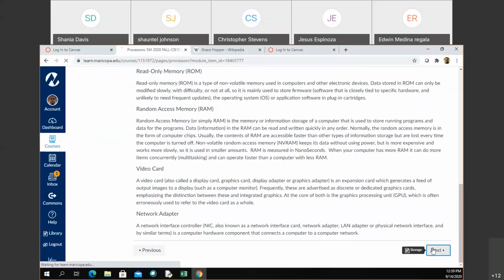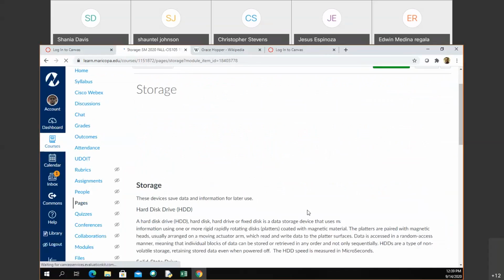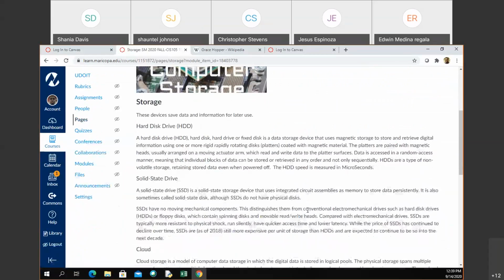So I'm going to go to the storage page now. So first and foremost, our hard disk drive or hard drive and our solid state drive. This is where majority of your memory is going to be.